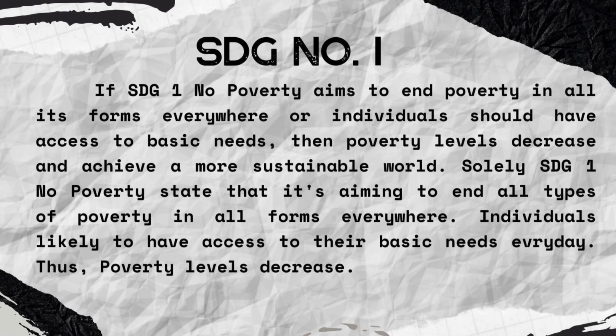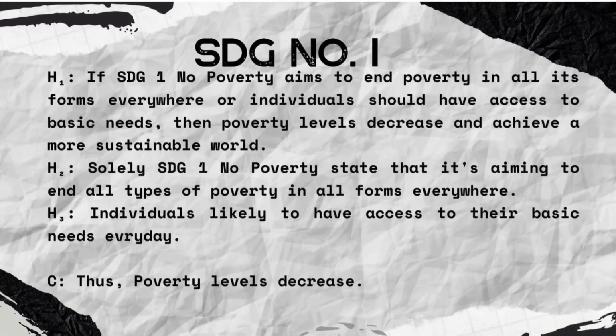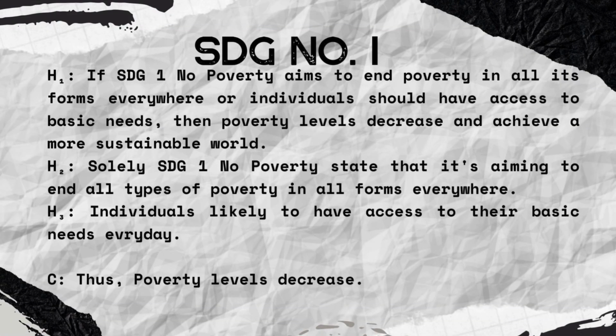If SDG number 1, no poverty, aims to end poverty in all its forms everywhere, or individuals should have access to basic needs, then poverty levels decrease and achieve a more sustainable world. Surely, SDG 1 No Poverty states that it's aiming to end all types of poverty in all forms everywhere. Individuals are likely to have access to their basic needs every day. Thus, poverty levels decrease. Given the argument, we need to evaluate the different hypotheses.